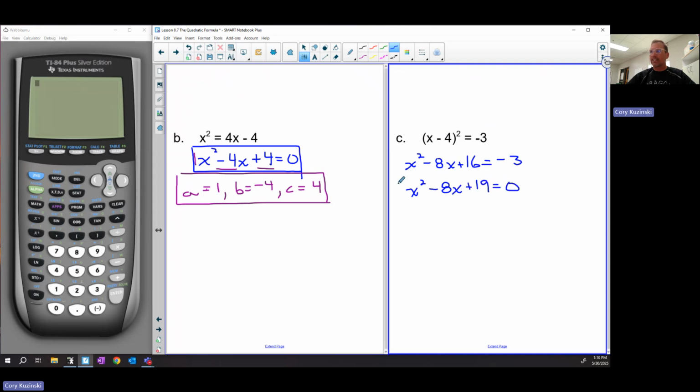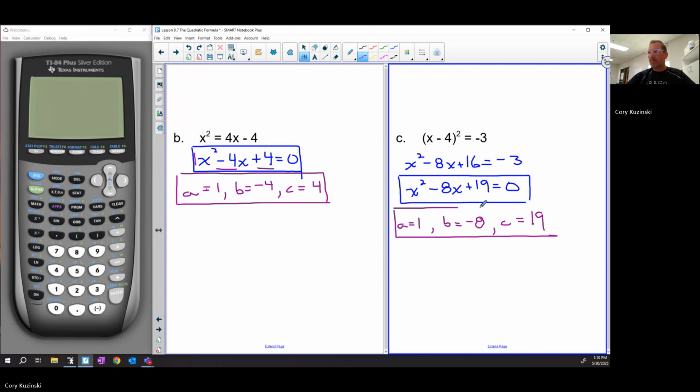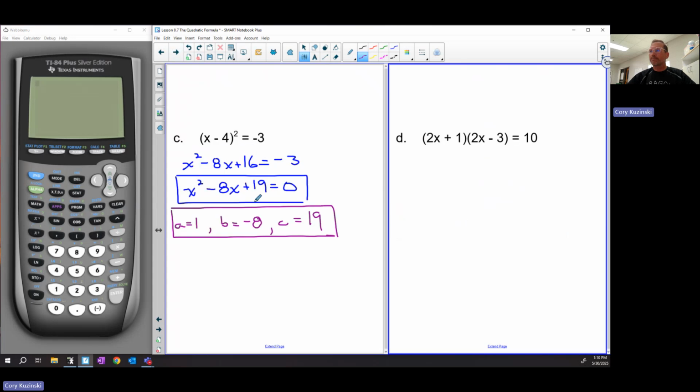Now we've got it in standard form. And I can identify that my a value is 1, my b value is negative 8, and the c value is negative, oh, sorry, no, it's positive 19, definitely. There we go. We got a, b, and c. One more of these, right?